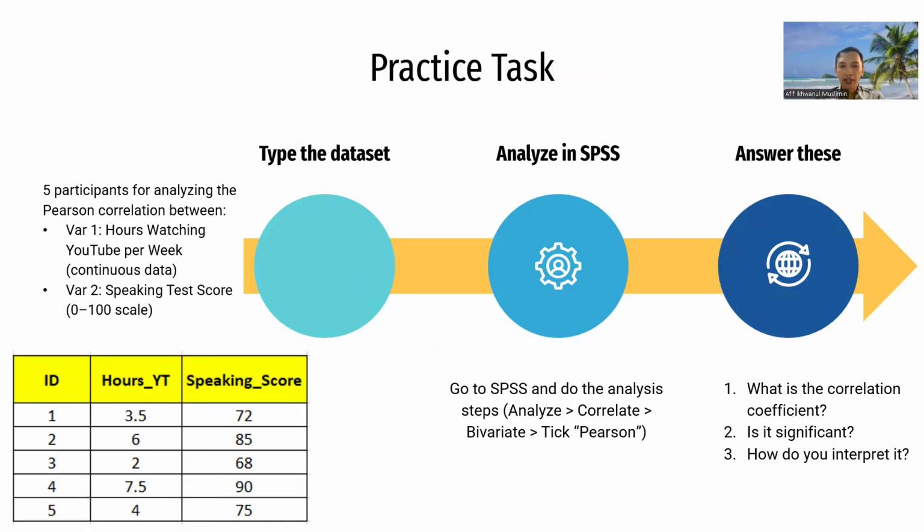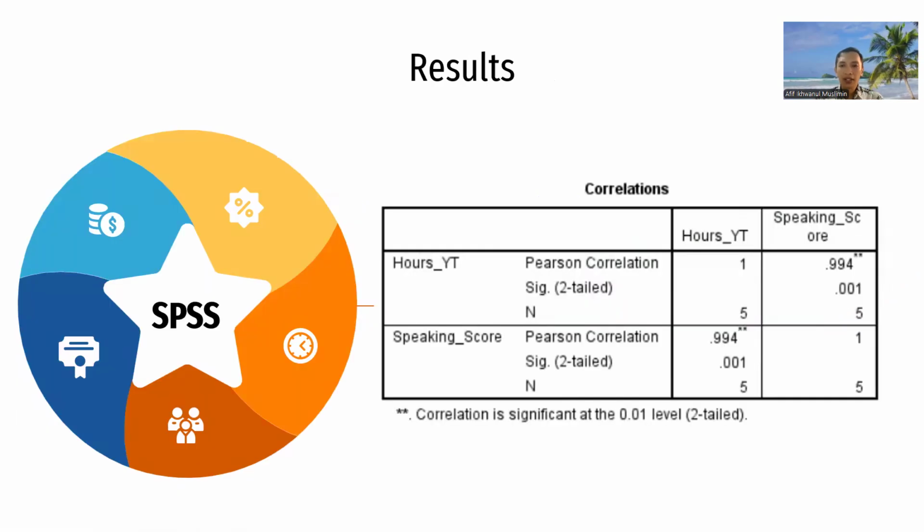Now let's have a real practice by doing a Pearson correlation test with your SPSS. You have learned how to calculate normality and also homogeneity. You can keep going with the data and follow these steps. First you go to SPSS, then follow this step. First, click Analyze, then click Correlate, click Bivariate, and then tick Pearson. If you follow the steps correctly, you can find the results like this one. You can find the table.